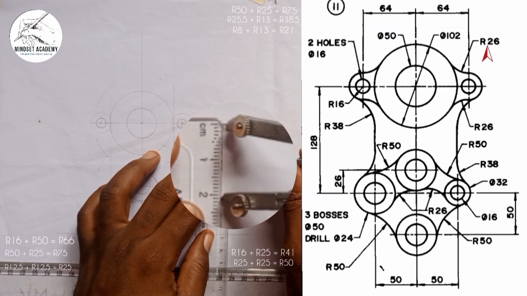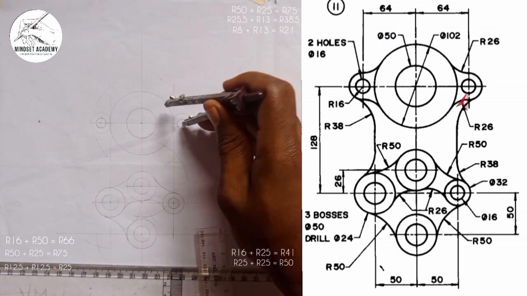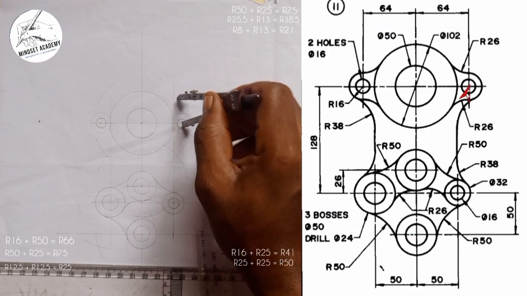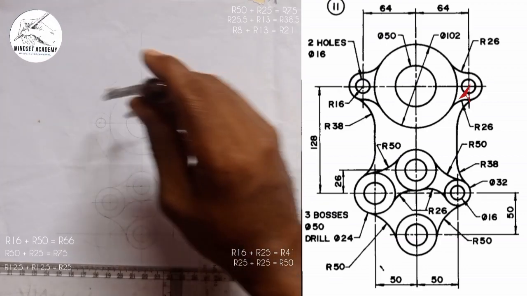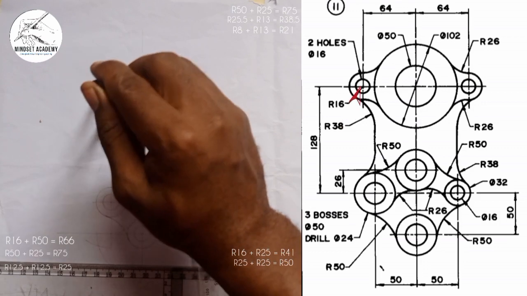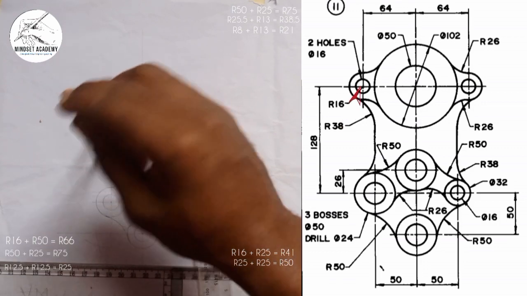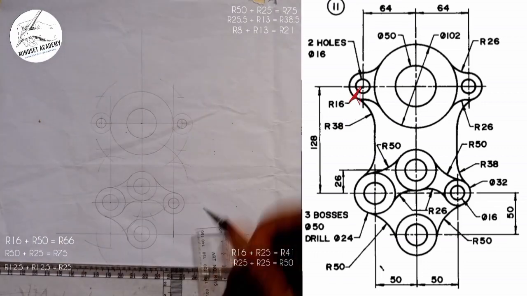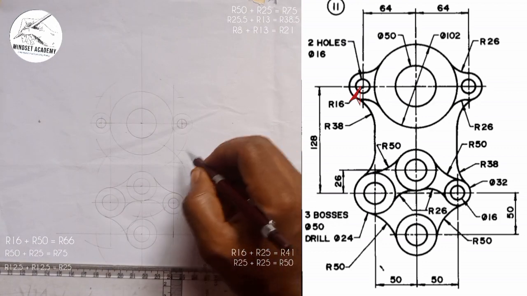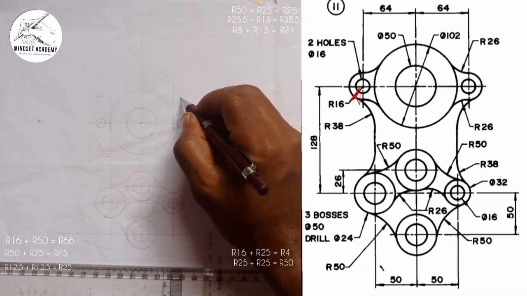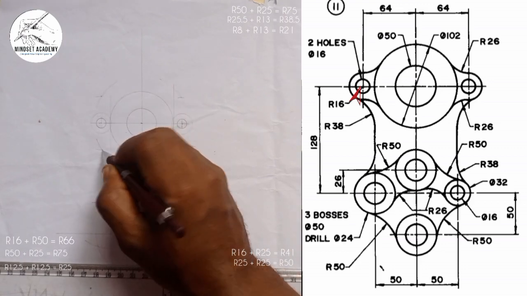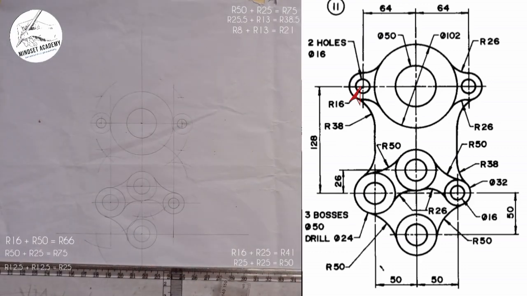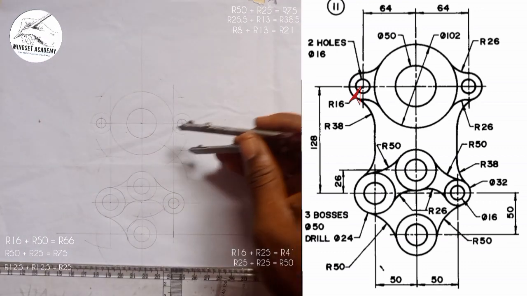I'll place it at the center here. I'll strike an arc up and down. At this point here also, I'll strike an arc up and down. Now what do you notice? They are all meeting at this point here. So from that point, I'll be able to draw that arc. So let's take this first one first.